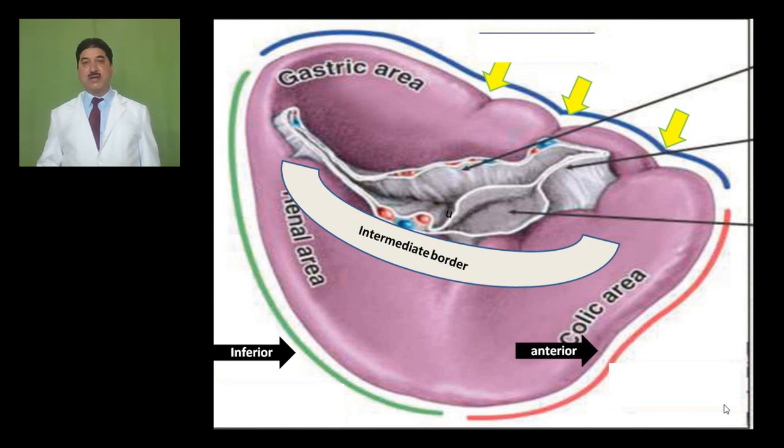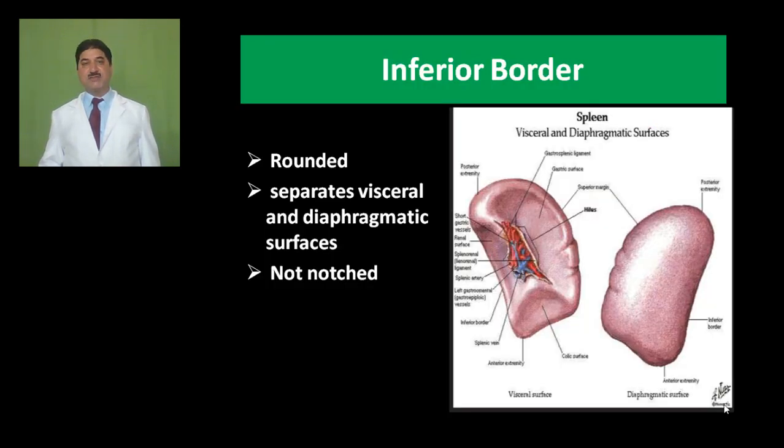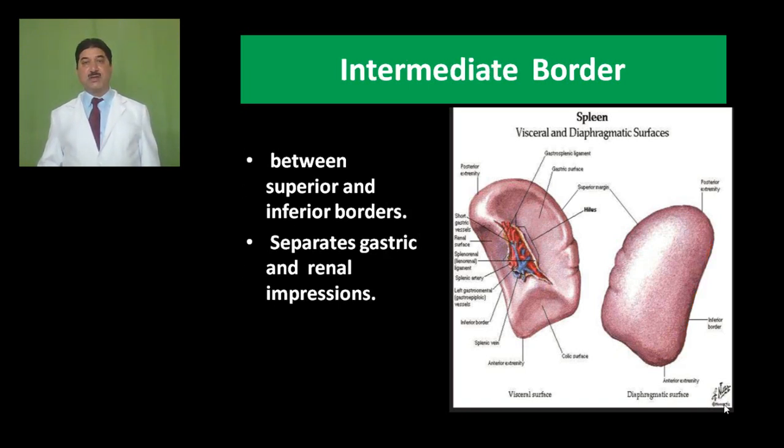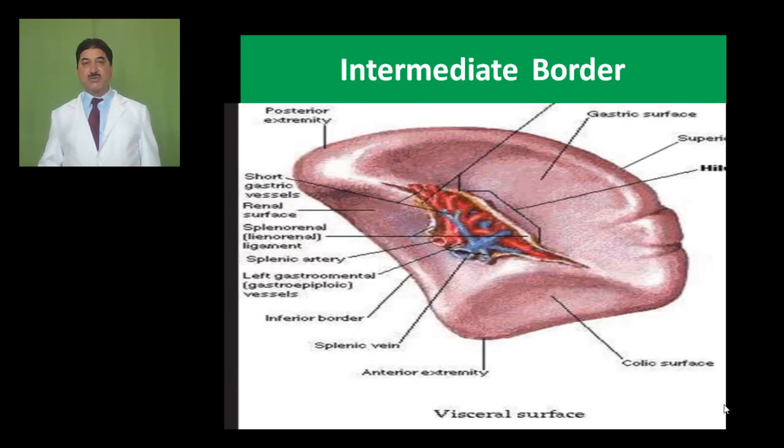Anterior border: the anterior end of the spleen is also called the anterior border. It is regarded as a border by some authorities. The inferior border of the spleen is rounded. It separates the visceral and diaphragmatic surfaces of the spleen. It is not notched. This is how we differentiate it from the superior border. The intermediate border of the spleen lies between the superior and inferior borders. It separates the gastric and renal impressions. The intermediate border of the spleen, as shown in this diagram, separates the gastric and renal impressions.